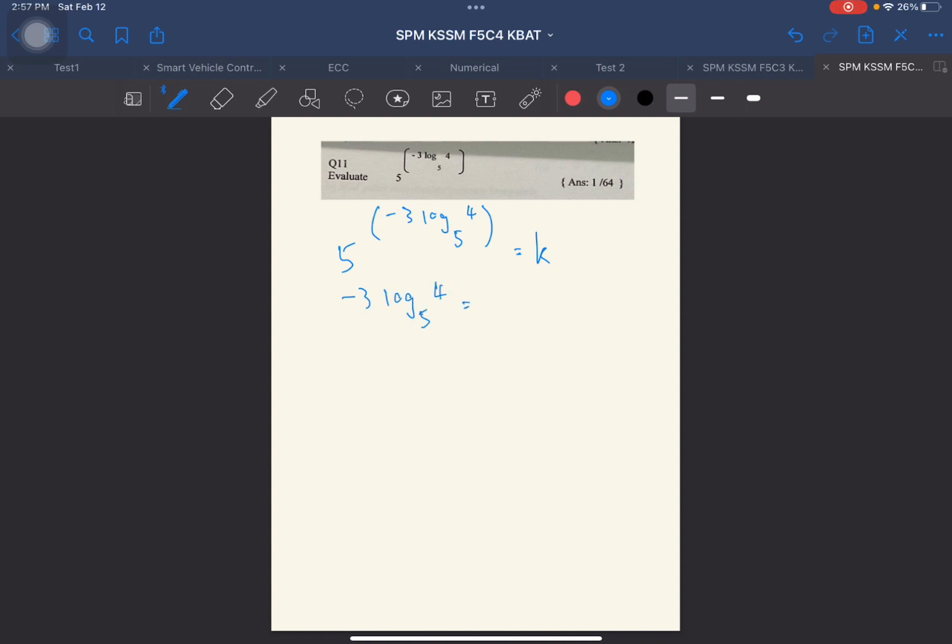where you move the 5 down here, the basic concept, and then you move this negative 3 up, so that by comparing, these two share the same base, which is 5. So we know that left hand side equals right hand side. So k equals the whole term, which is 1 over 64. Easy, right?